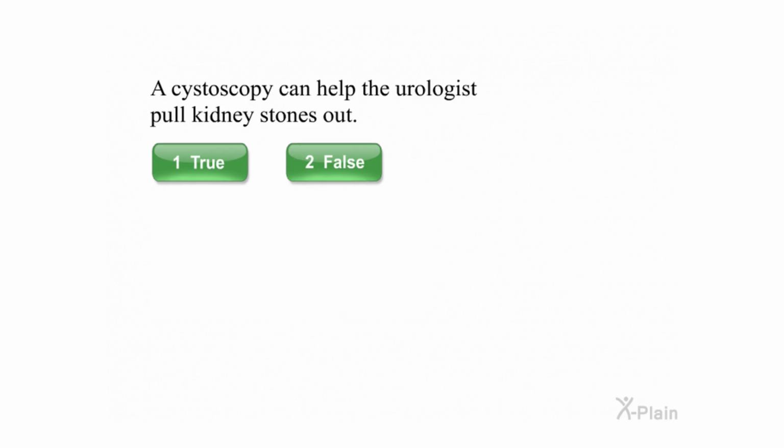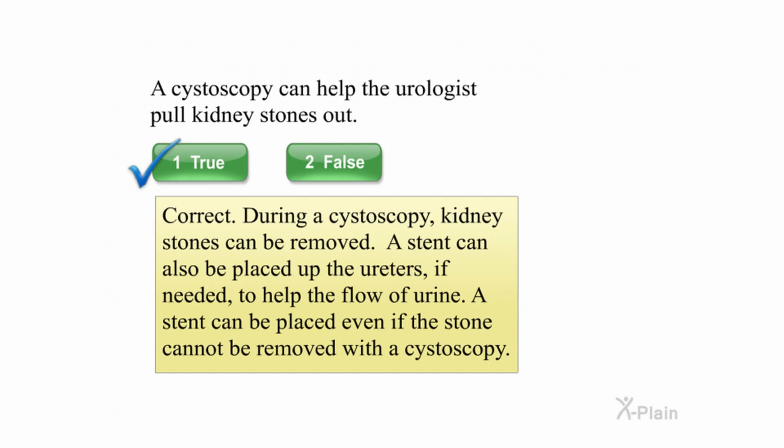A cystoscopy can help the urologist pull kidney stones out. Select true or false. Correct. During a cystoscopy, kidney stones can be removed. A stent can also be placed up the ureters if needed to help the flow of urine. A stent can be placed even if the stone cannot be removed with a cystoscopy.